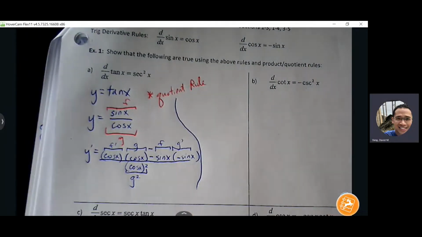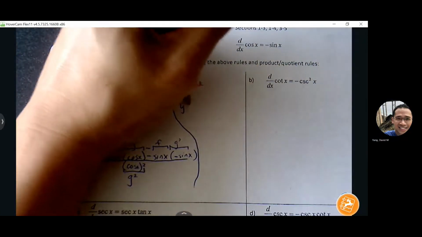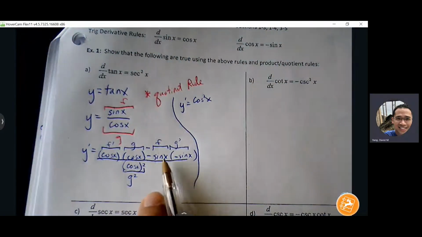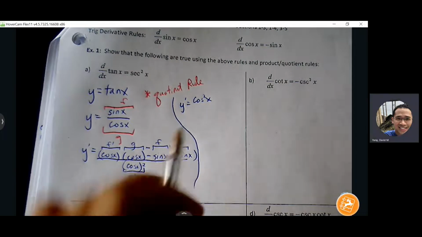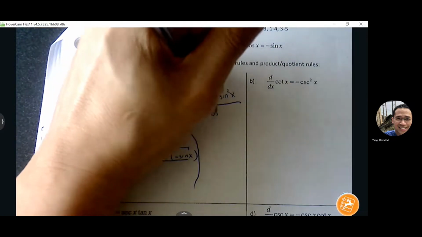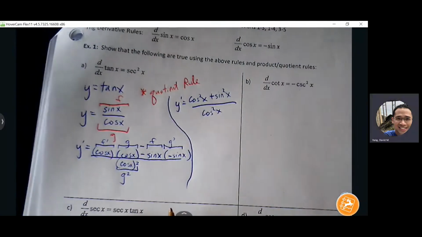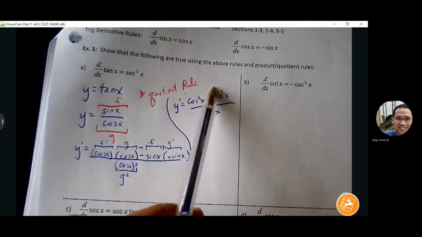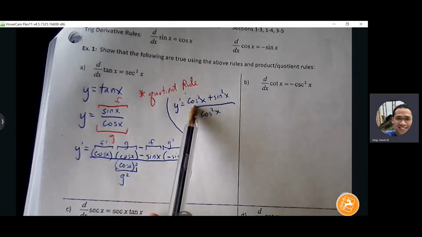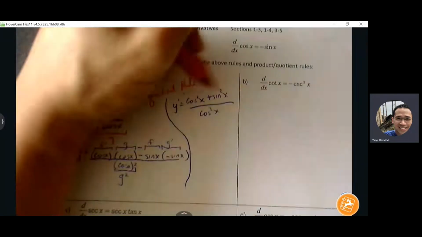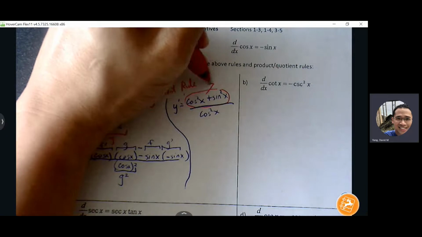All right, let's clean up our numerator here. Cosine times cosine is cosine squared. Negative sine times negative sine is positive sine squared. Okay, continue cleaning up. Does this numerator remind you of anything? Cosine squared plus sine squared equals 1, right? Remember the Pythagorean identity, sine squared plus cosine squared equals 1. So we can make that replacement.